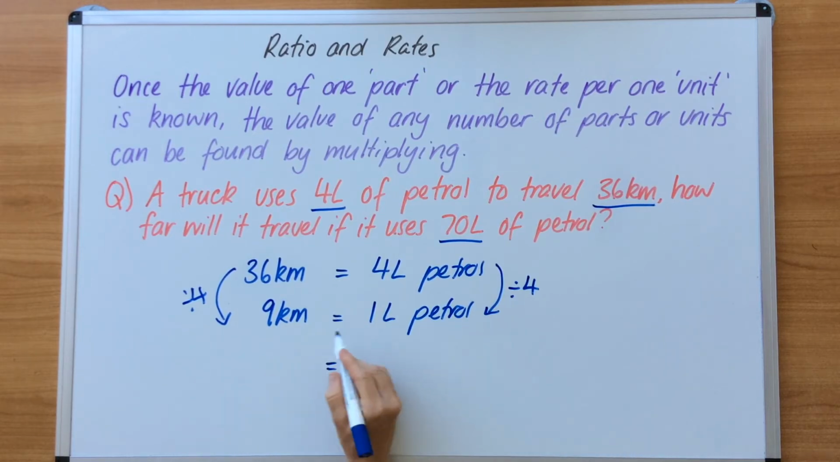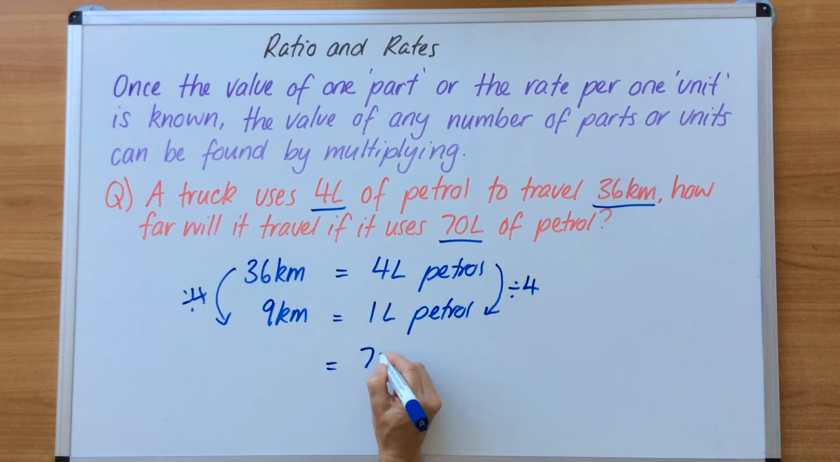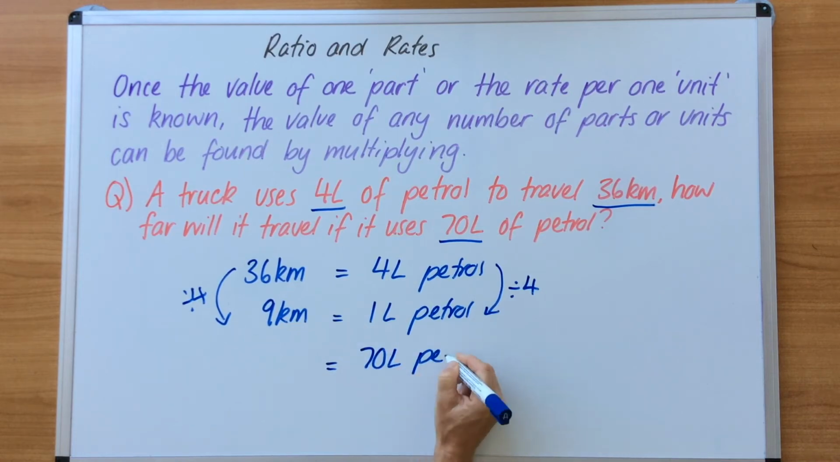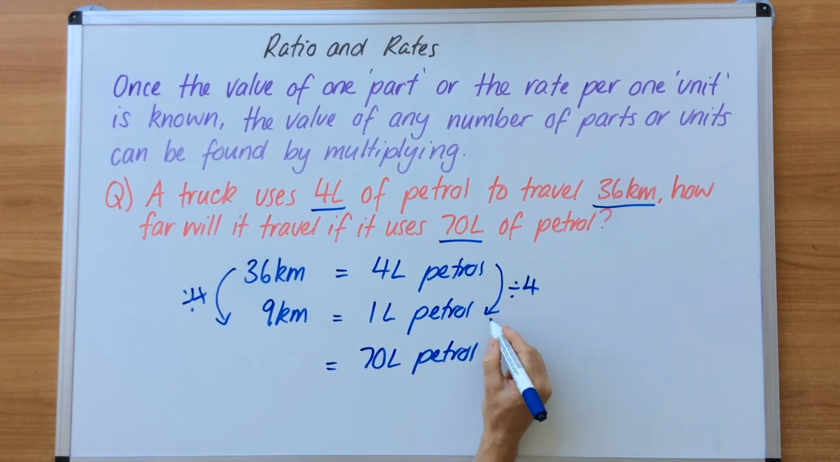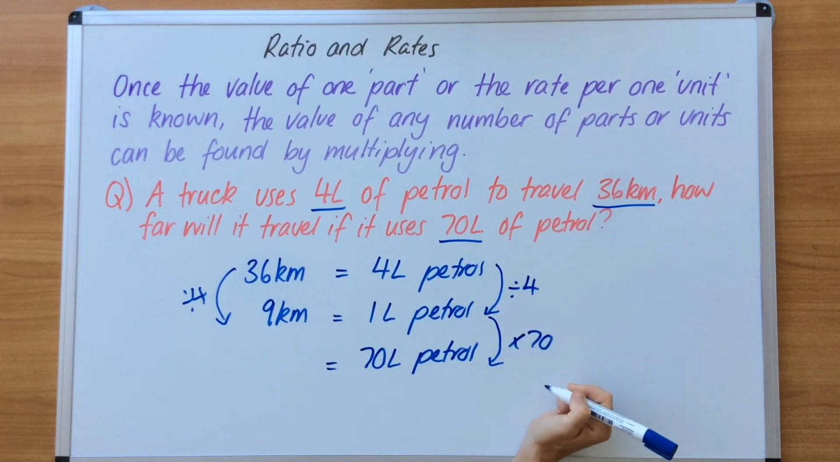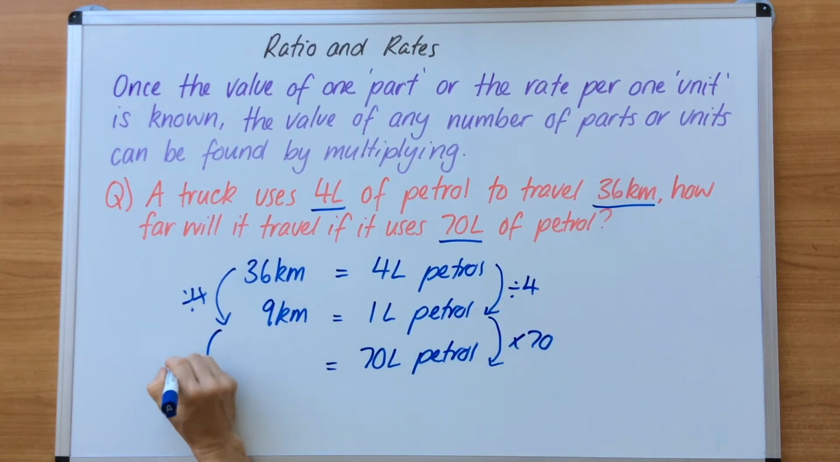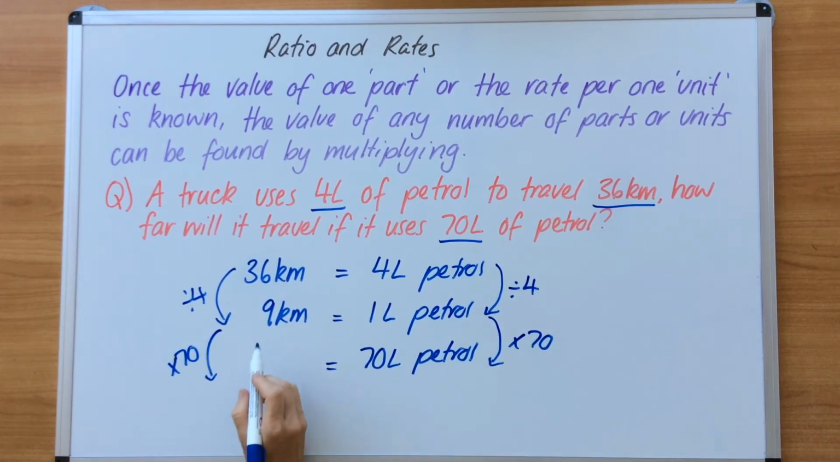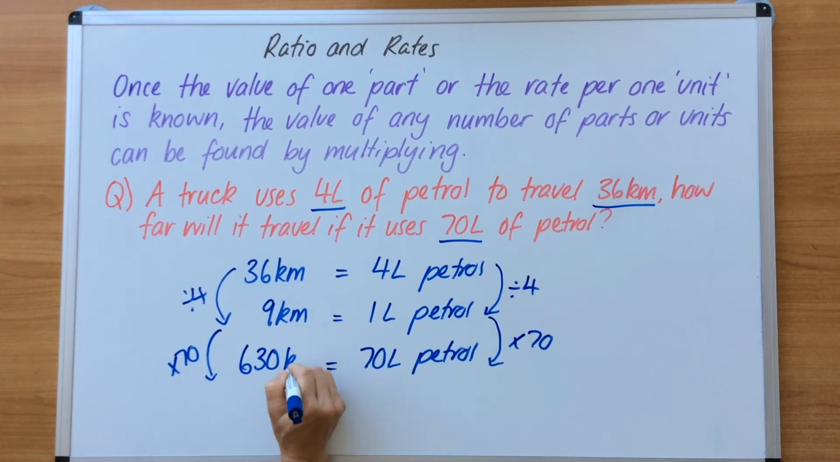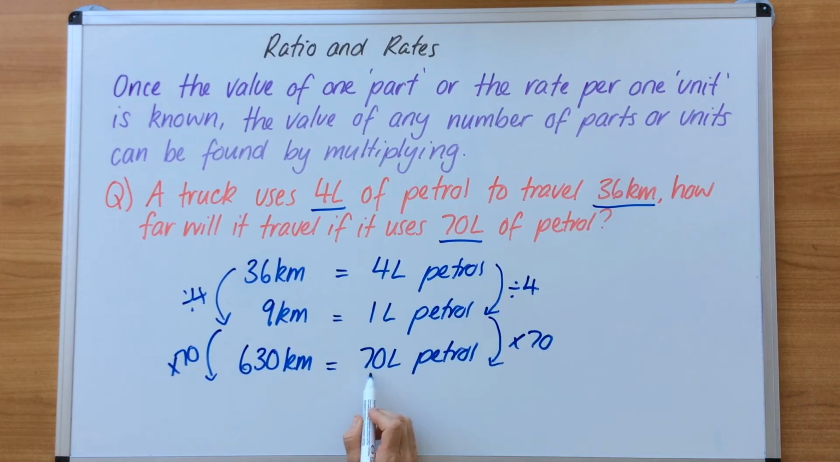So now I've got that 1 unit, I have to then bring it back to 70 litres. So what have I got to do to 1 unit, which is 1 litre of petrol, to get to 70 litres? I have to times it by 70. So I have to do this over here as well. So 9 kilometres times 70 is 630 kilometres. So now I know the truck will travel 630 kilometres using 70 litres of petrol.